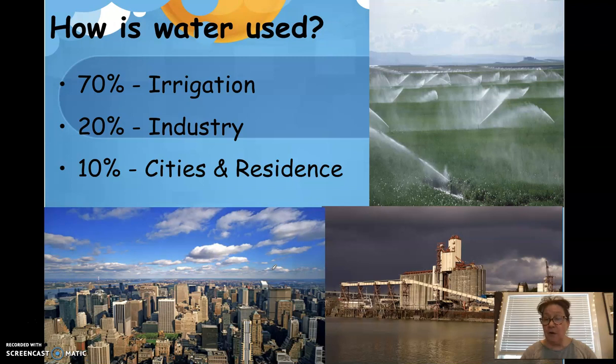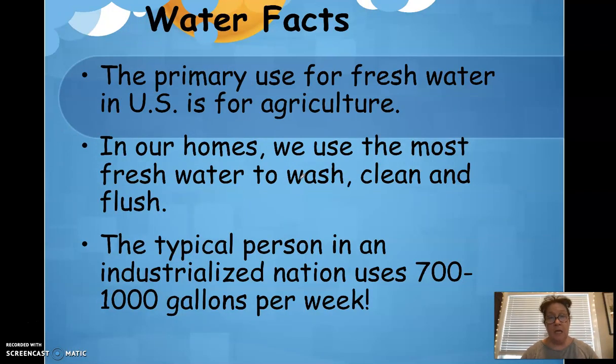70% of it's used for farming, for irrigation. 20% is actually used in industry. And think about ECU, those cooling towers right behind Flanagan. You can hear it working, trying to cool down some of the machinery and systems in there. And then also 10% is used in our cities and residences. That's personal use as well.